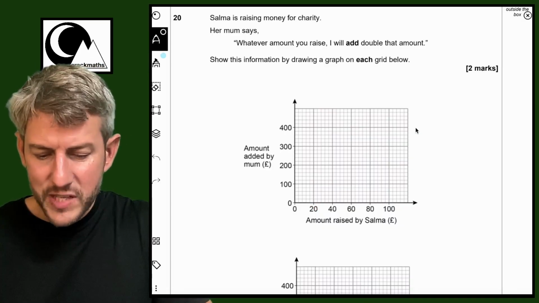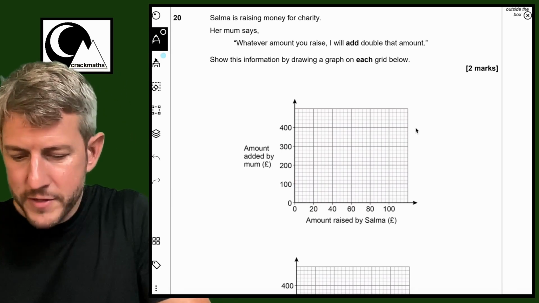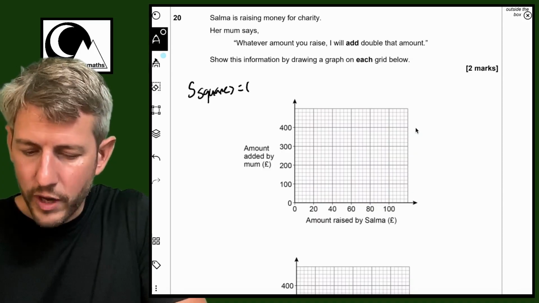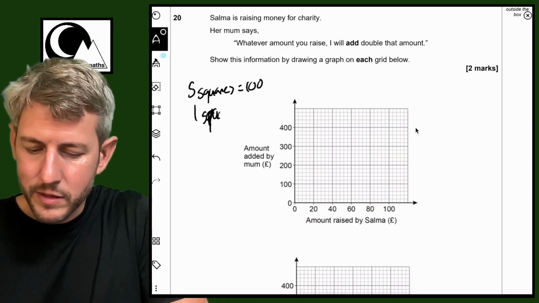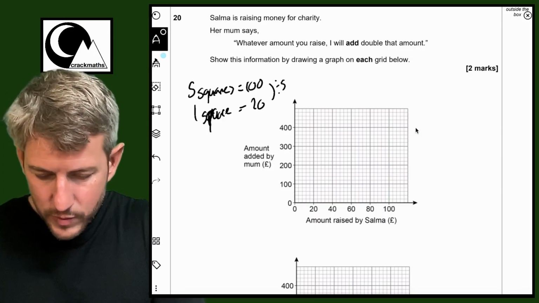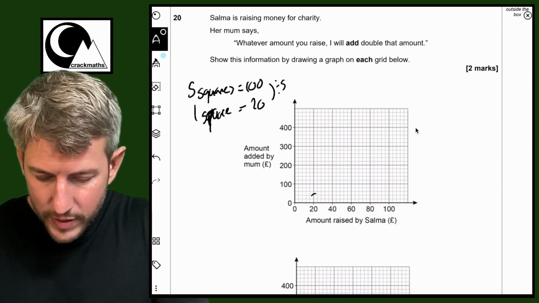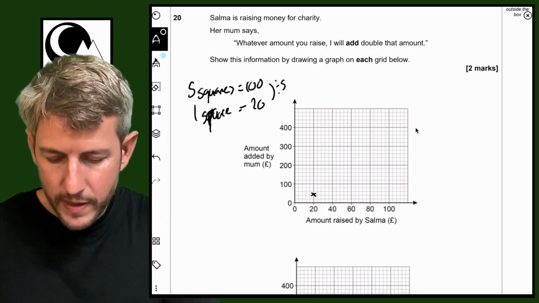Okay, right. So first of all, we need to work out the scale. We've got a classic grid here. We've got 5 squares. The 5 squares equals 100. So 1 square will equal 100 divided by 5, which is 20. We've got 20 here. So first, double 20 is there. Okay, so that's where the first 40 would be. It's 2 little squares up.